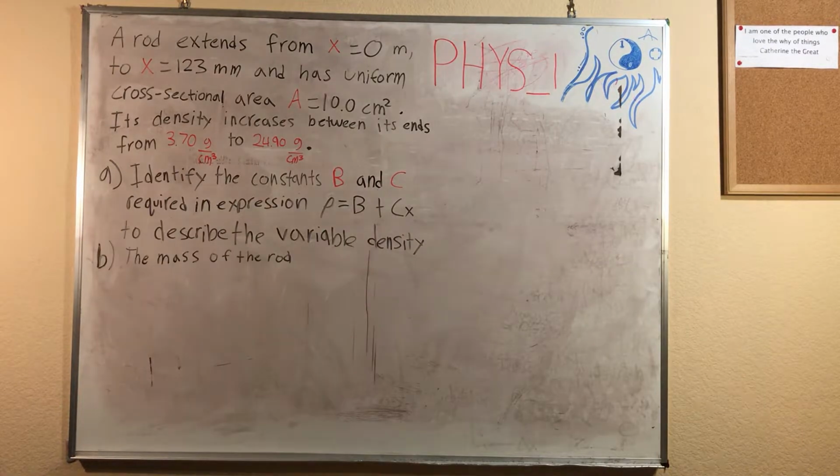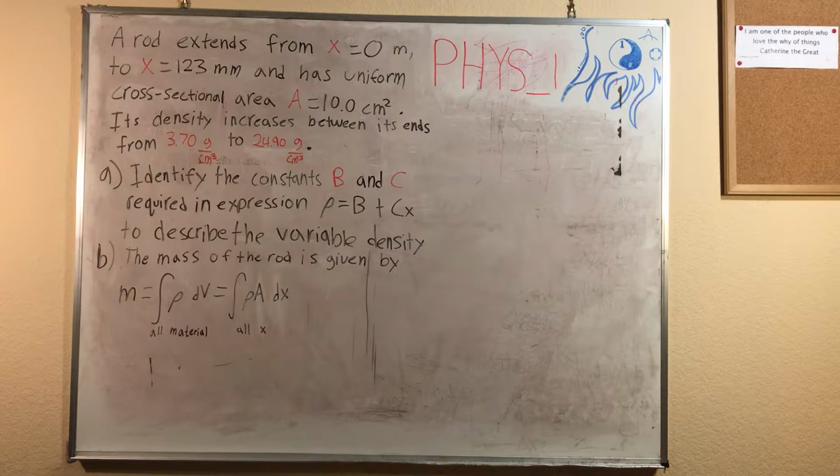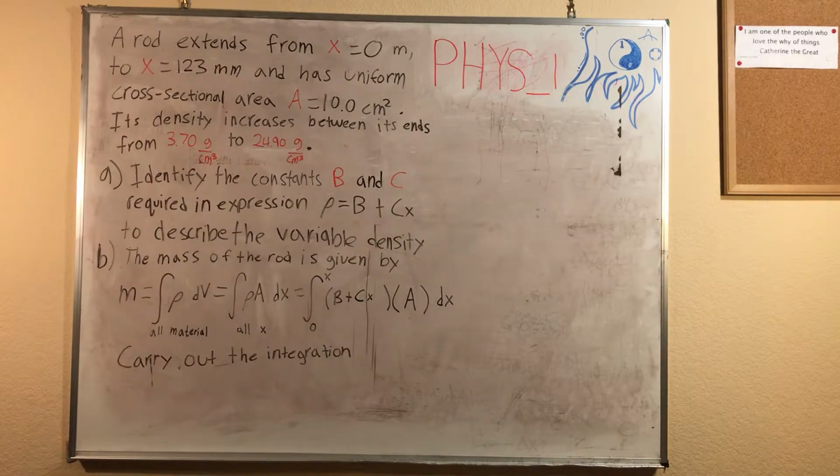Part B, the mass of the rod is given by m equals the integral of rho times the derivative of volume, or equals the integral of rho times the area times the derivative of x. More specifically, it equals an integral from 0 to x of B plus C times x times the area times the derivative of x. Carry out the integration to find the mass of the rod.